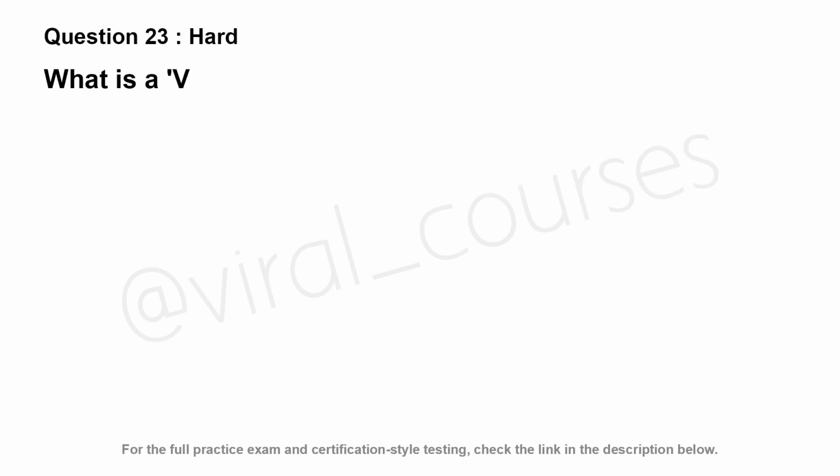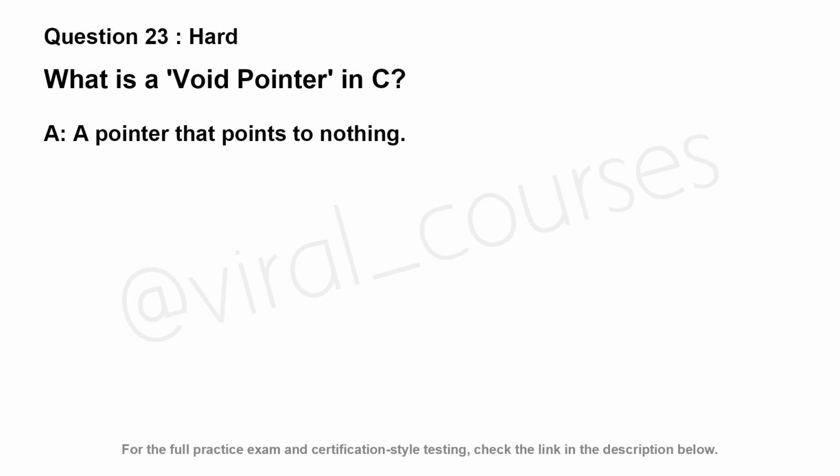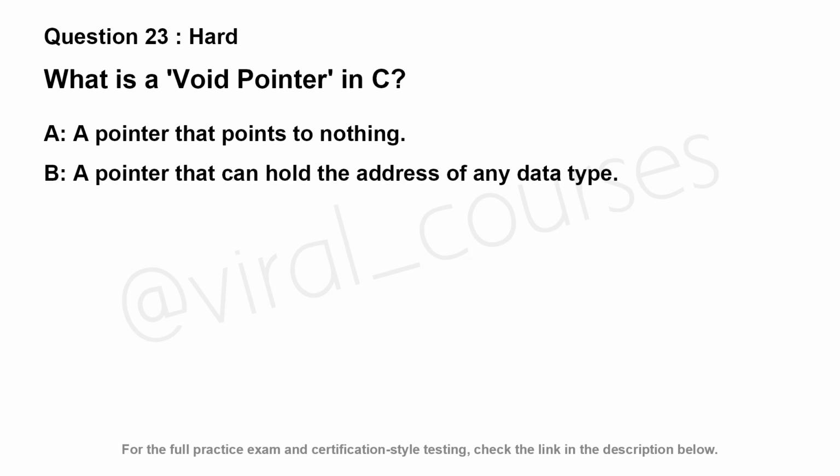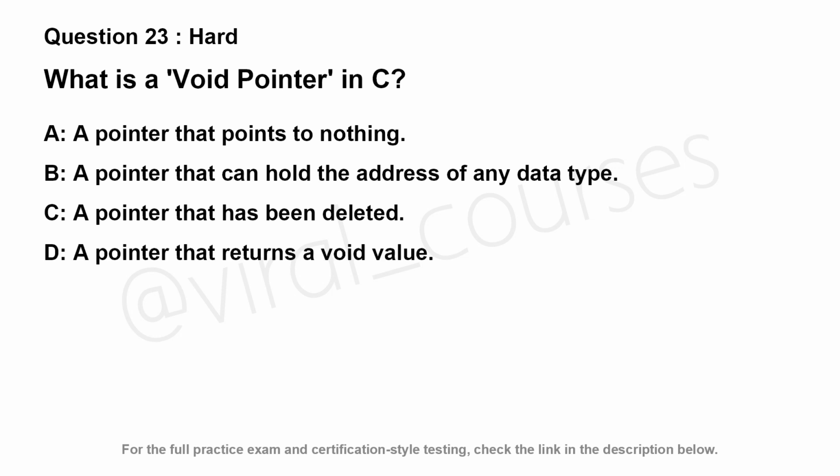What is a void pointer in C? Option A, a pointer that points to nothing. Option B, a pointer that can hold the address of any data type. Option C, a pointer that has been deleted. Option D, a pointer that returns a void value.